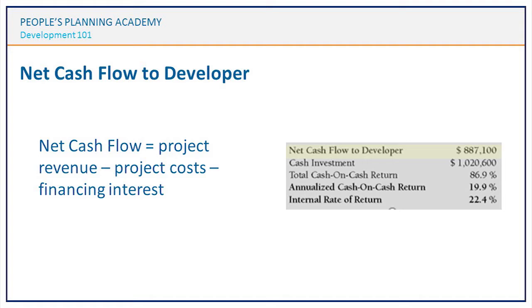So, net cash flow to developer. This is essentially the profit the developer expects to make. Very simply, it's project revenue minus project costs and minus financing interest. Very simple. But this isn't actually the key indicator for whether a developer will want to take on this project. Does anyone have any thoughts or ideas as to why it is not?